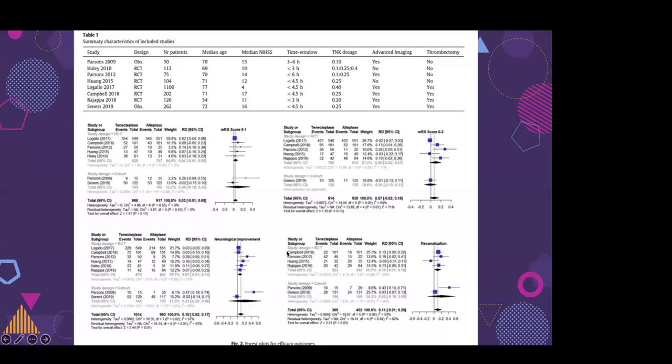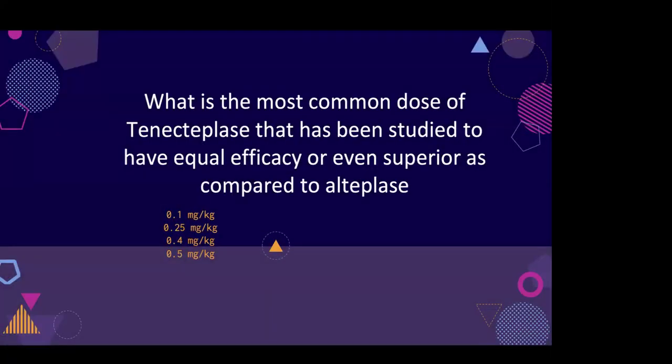Now, this is about the same meta-analysis, different studies. Out of the 8, 6 were randomized controlled trials, 2 were observational studies, with a timeline of about 4.5 to 6 hours. And the dosage used was approximately the same, 0.25. A couple of studies used a higher dose of 0.4. And again, it showed TNK was effective with no increased ICH incidence.